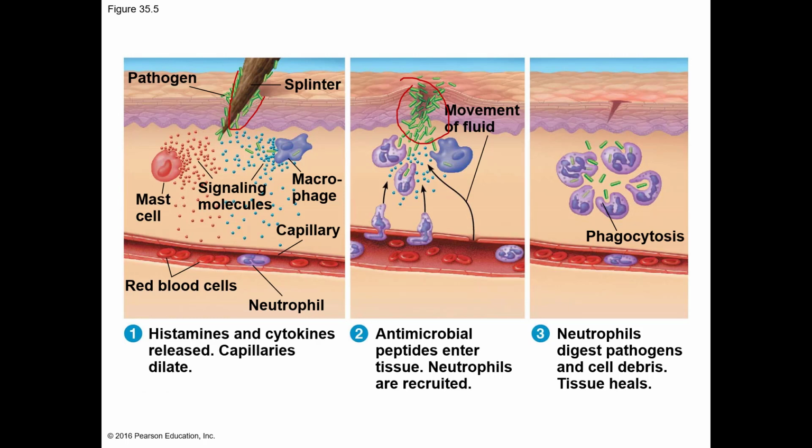So immediately when that splinter is there, you have mast cells that release these signaling molecules, macrophages that are going to try to engulf what kind of breaks off. The red blood cells in the capillaries, right, become a little bit more permeable. So these peptides now can leave the body and go eat away at that junk that's there. And then lastly, phagocytosis, where it's going to eat away at what is left behind.